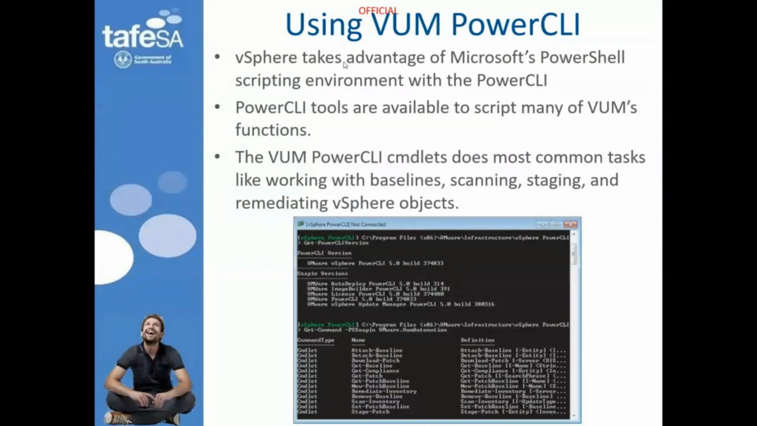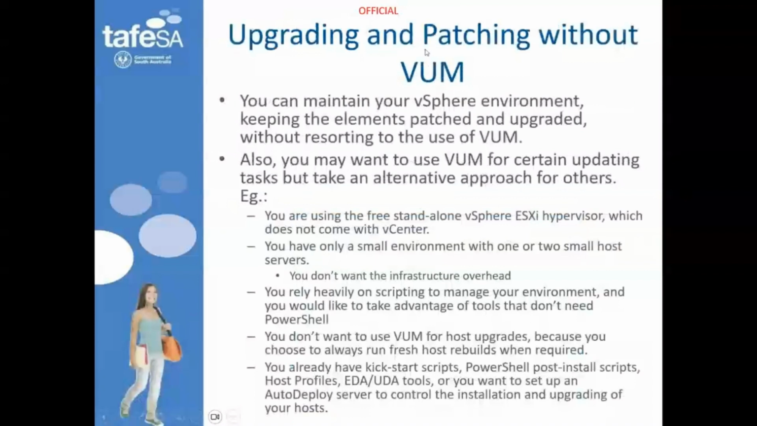PowerCLI tools are available for scripting many of VUM's functions, and the VUM PowerCLI cmdlets do most of the common tasks, like working with baseline scanning, staging, and remediating. So potentially we could do all this remotely through PowerCLI and configure this.